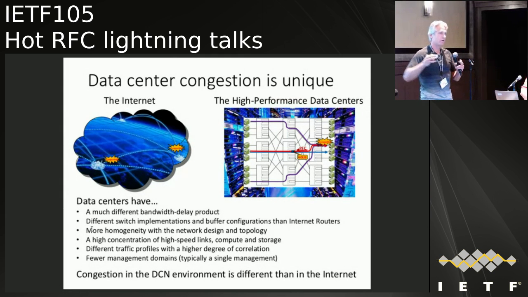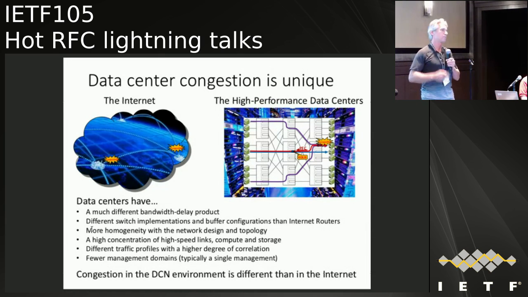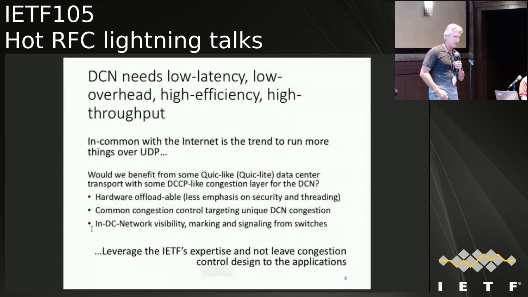Servers and storage are all in close proximity. The traffic profiles are well known, highly coordinated and correlated, and typically they're managed by a lot fewer people under a single management domain. So all this means that the environment in which data center congestion control runs is much different from the internet. We do internet standards here, but we also focus on data center standards, like DCTCP as an example. So the data center needs low latency, low overhead, high efficiency, and high throughput.